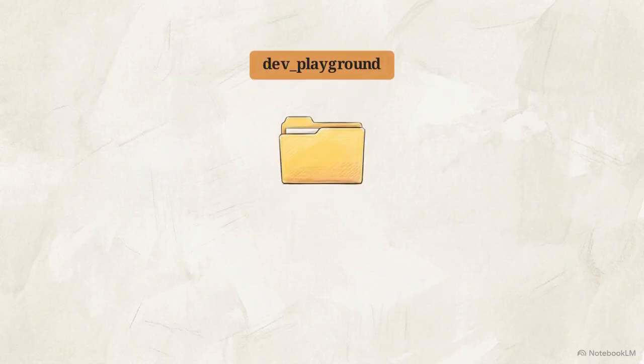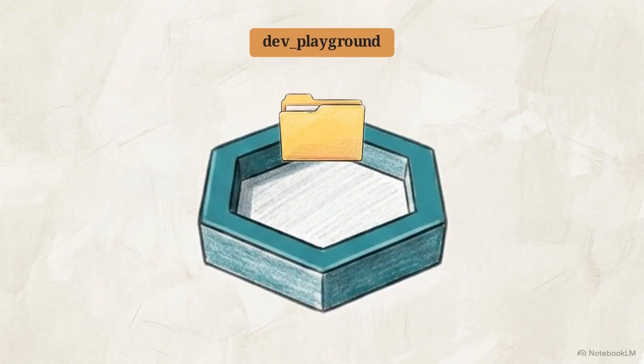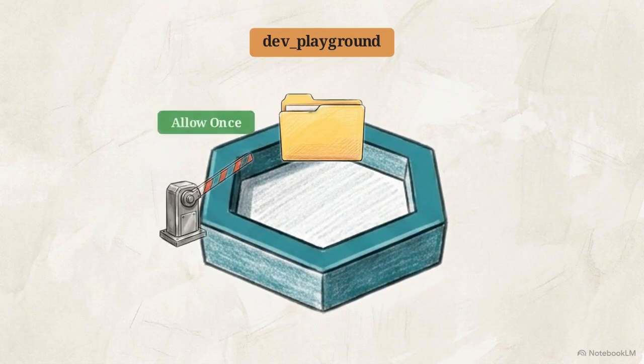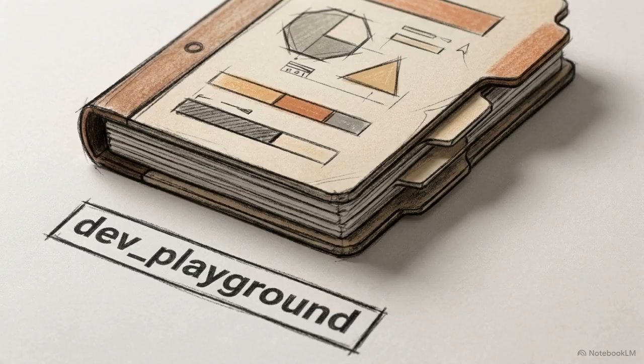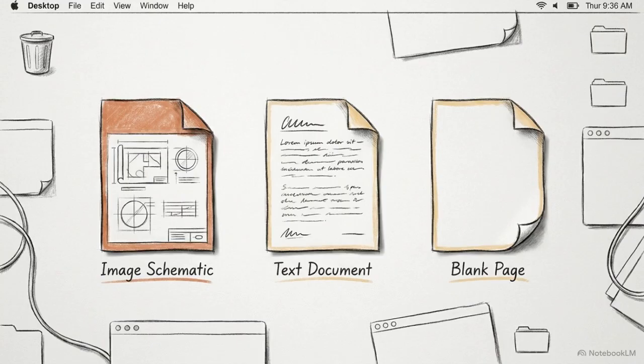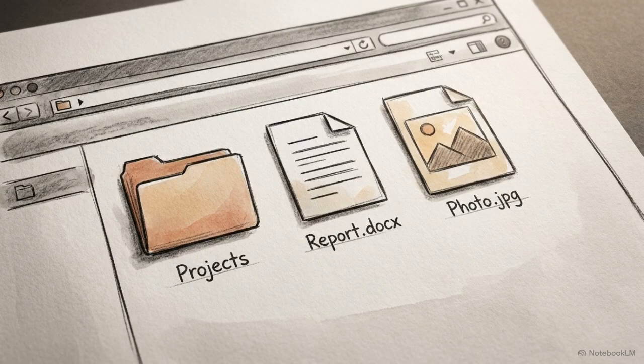Because Co-work can modify files, we need to create an isolated sandbox. This provides a secure area to safely run your initial workflows. Inside the Co-work interface, click the Work in a Project button to begin defining this local boundary. Navigate to your local storage and create a completely new, empty folder. Name it Dev Playground. Find 3 random low-value files, like an old screenshot or a blank text document, and manually copy them into this new folder.